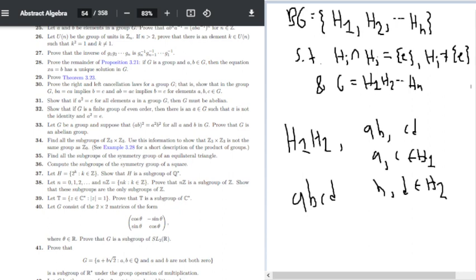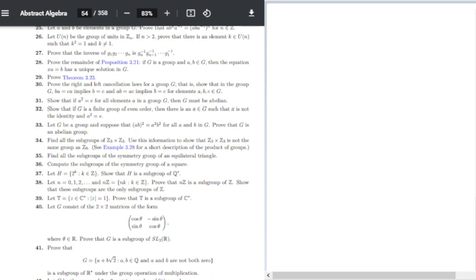Alright, if G is a finite group of even order, then there is an A in G, not the identity, and A squared is equal to E. I can't think of a very nice and clean contradiction. Okay, I'm going to have to come back to this later.